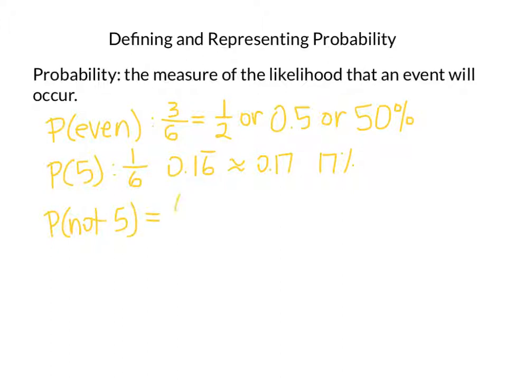Well, now it's 6 out of 6, which is all of them, minus what 5 would be, which is 1/6. Or another way of looking at it is there are 5 numbers on the die that are not 5, so there's 5 out of 6 that would satisfy that. And again, this one would be 0.83 repeated, which would round to 0.83, which is 83%.